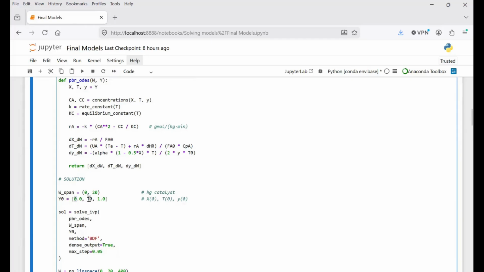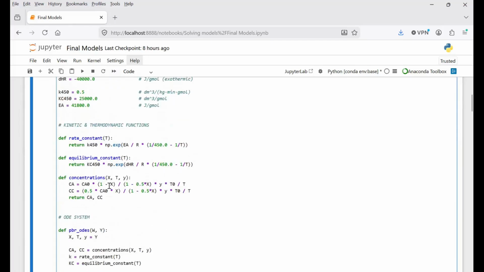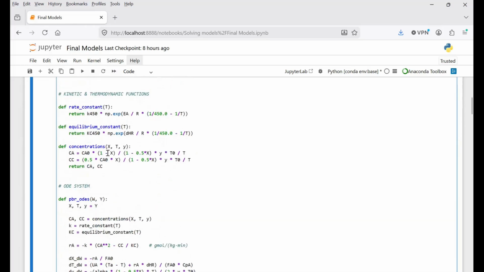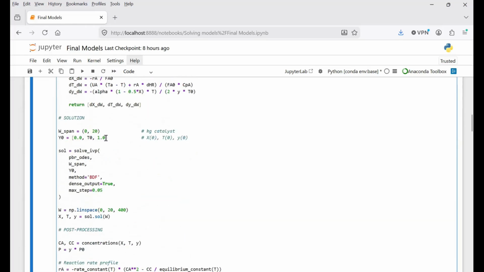X, then T, then Y. So each of them, you have X at the beginning, at 0, temperature at T naught, which has been previously defined here as 450. And then we have Y as 1. So these are the initial conditions based on the problem statement that I showed you earlier.